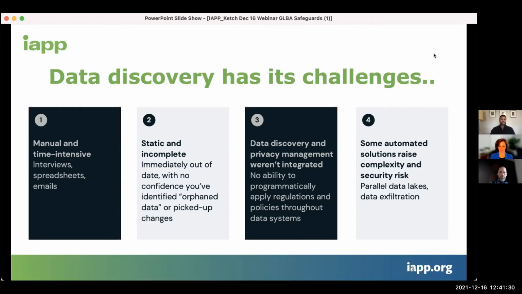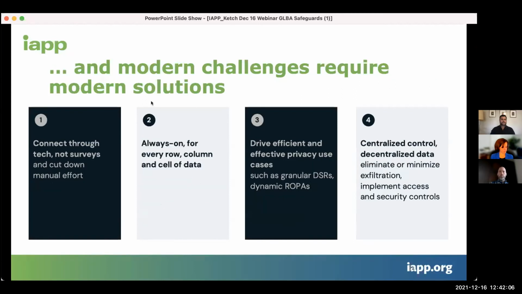But then fourthly, it's not all manual when you do data discovery. There have been some technical solutions that have come up, but we believe a lot of those technical solutions have increased the complexity and increased security risk. So, as an example, building a data inventory in a way that creates a parallel data lake. If you need to pull data out of a system so you can store it somewhere else, that increases security risk, and there are new ways to do that, which we'll talk about. And let's talk about that now on the next slide, please.